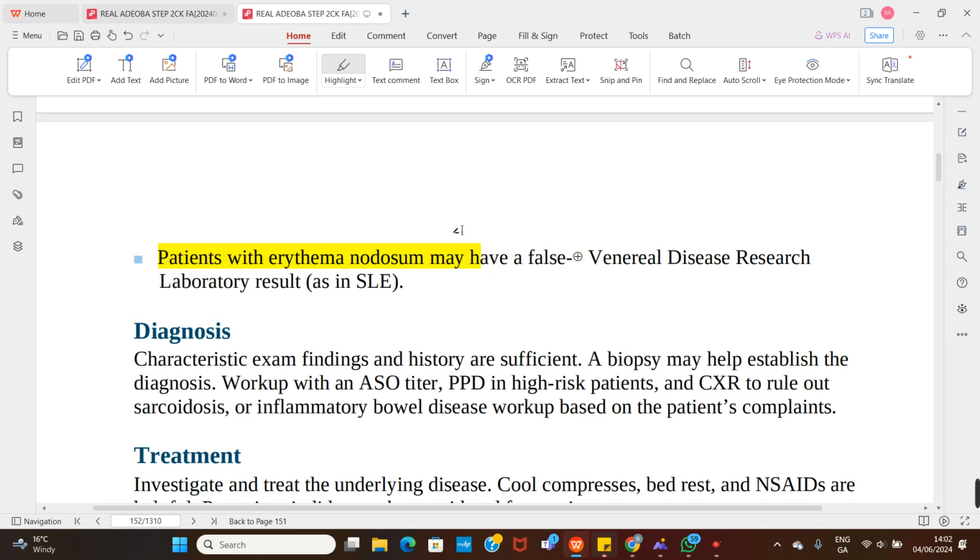So aside from SLE, use of medication like chlorpromazine, procainamide and the likes, SLE, leprosy, hepatitis infection, Epstein-Barr infection, erythema nodosum too, people with erythema nodosum usually have a false positive venereal disease research lab result. So have that at the back of your mind. Don't rush to go and pick syphilis. If you see a positive VDRL test, it could be erythema nodosum that you are looking at.